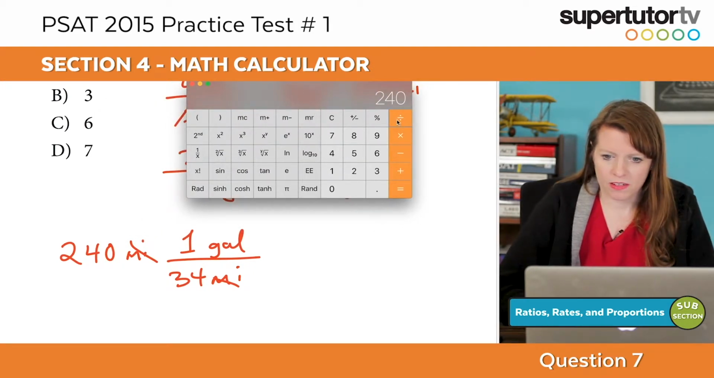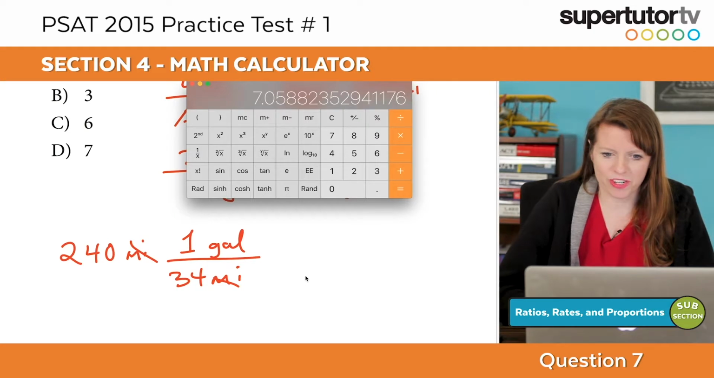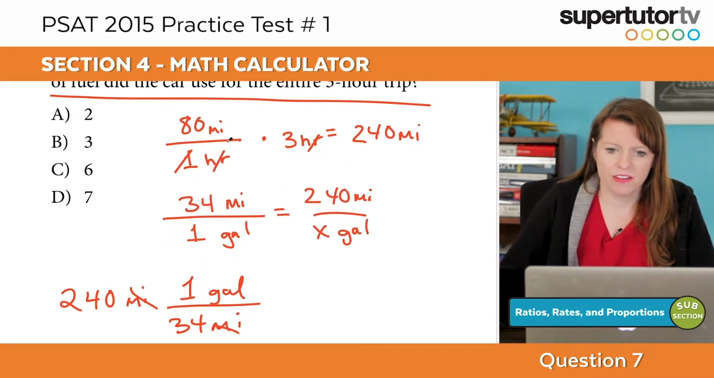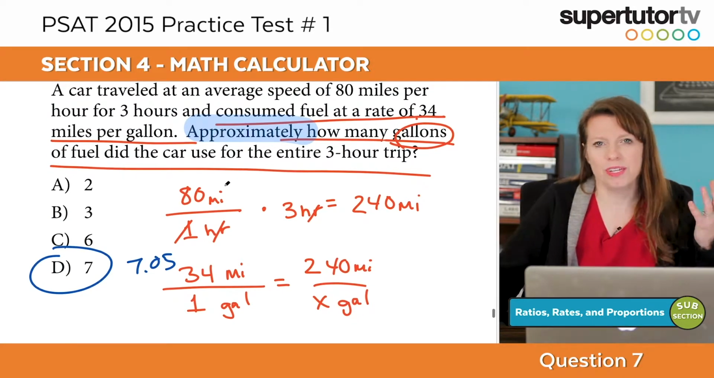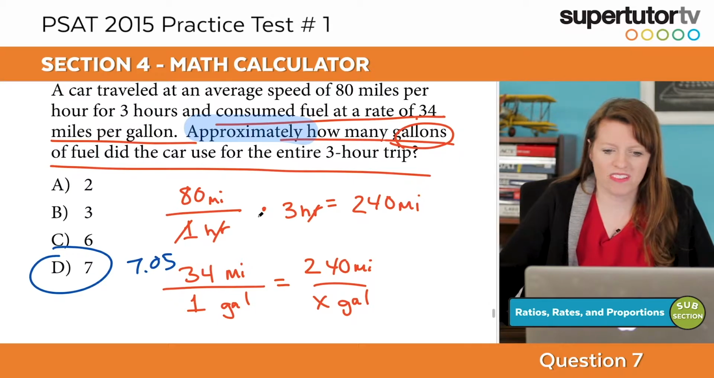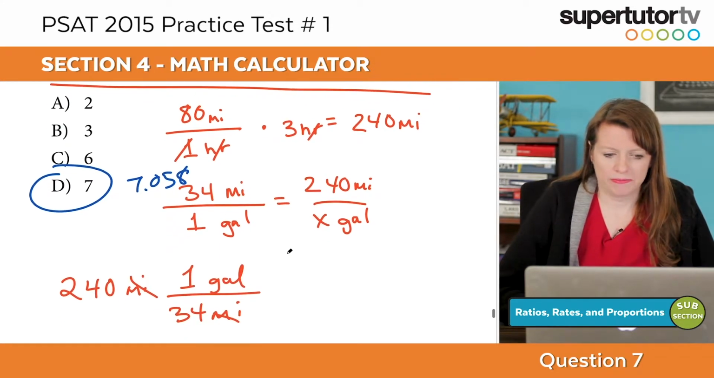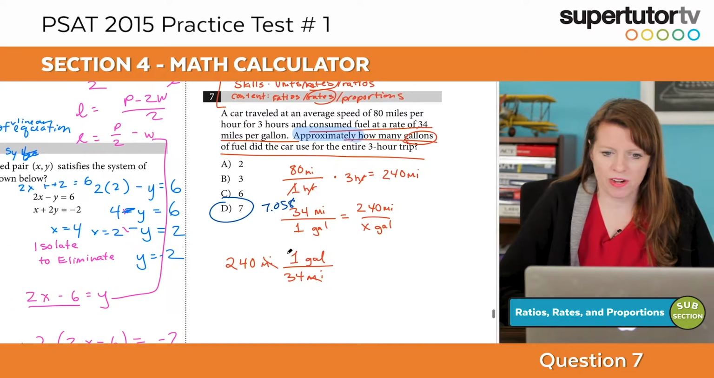240 divided by 34. I can tell that those don't go into each other perfectly. 7.058. So approximately 7 gallons. We need a little more than 7, but it's about 7 gallons. Rounded to the nearest gallon. Fine. Cool? Cool. So I'm just going to put 7, and we're done. Ta-da!